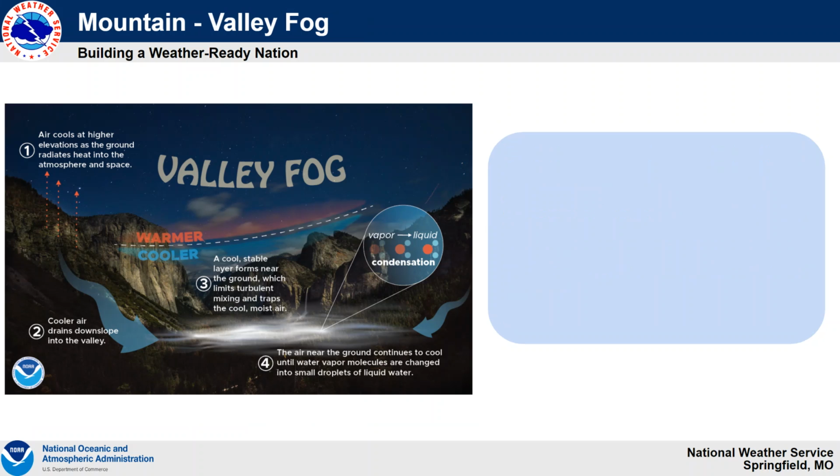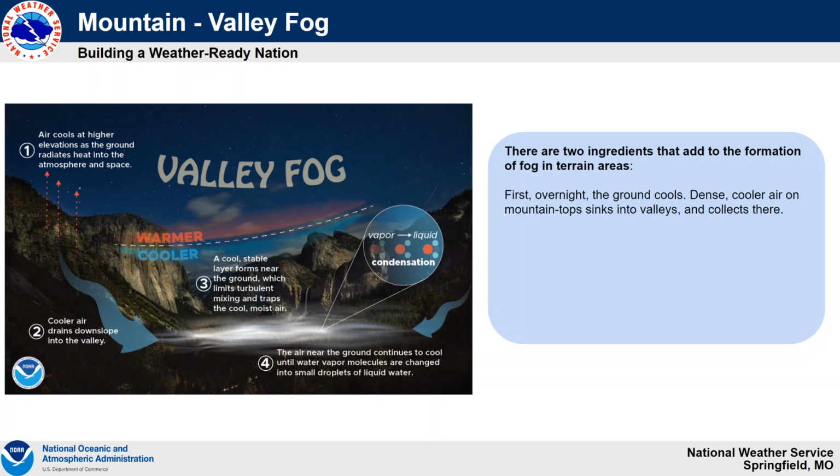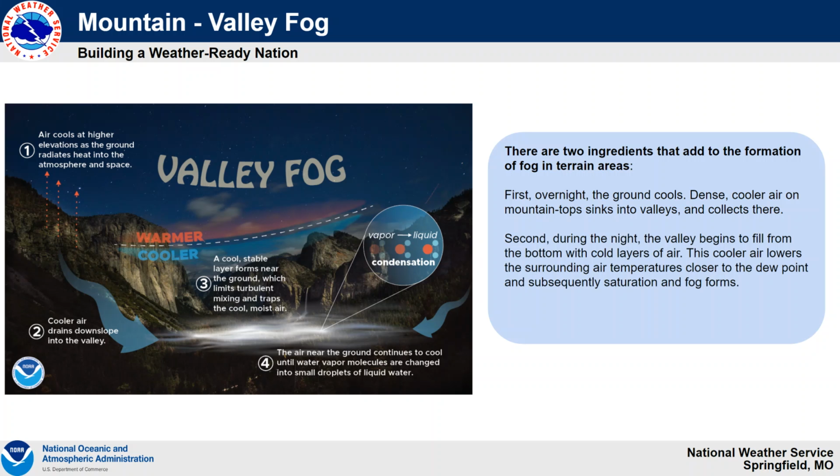Mountain fog or valley fog, or really fog that is occurring due to the influence of terrain, there's really two ingredients that come into play. First, at night when the ground cools at the higher elevations, that dense cooler air will start sinking towards the valleys or the lower areas, and it collects down there. Then during the night, as that valley begins to fill with that cooler air, the surrounding air temperature becomes closer to the dew point, and it becomes saturated, allowing for fog to form.